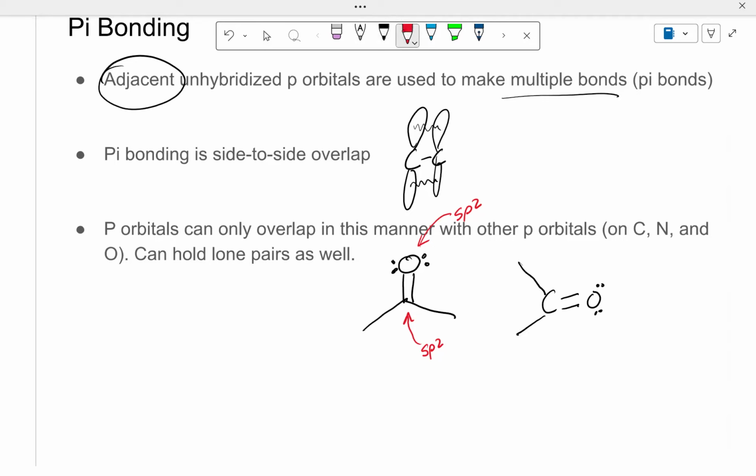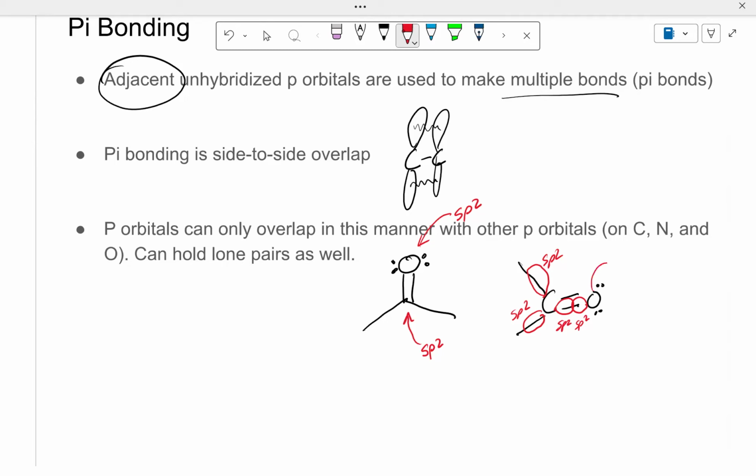So one of our sp2 orbitals is bonding with that carbon on the other side. This sp2 orbital is bonding with that carbon. And then we're forming a sigma bond between the sp2 of carbon and sp2 of oxygen. Now, where this gets a little interesting is what are those lone pairs doing? Where are they? Because you know that electrons have to be in orbitals.